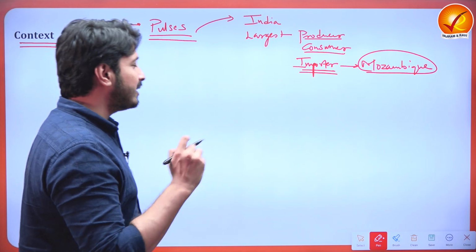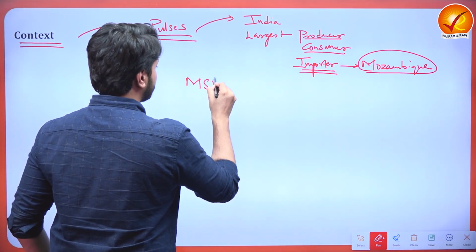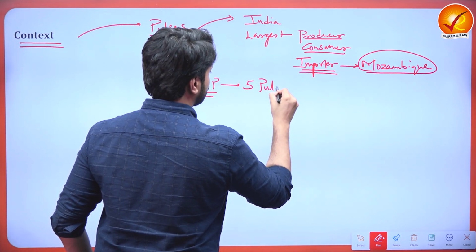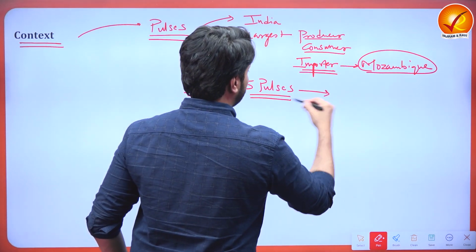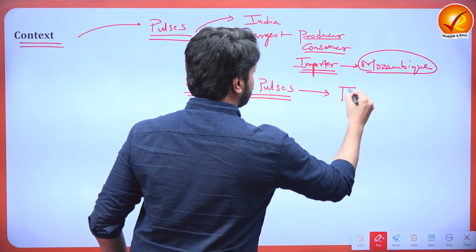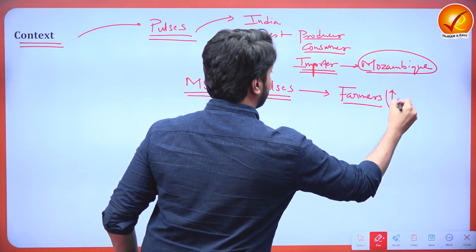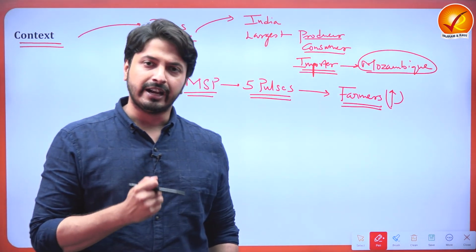So what the government has thought is that by providing higher minimum support prices to the 5 pulses which the farmers of our country are growing, the increased MSP will lead to increased income of the farmers. So ultimately farmers will be benefiting.